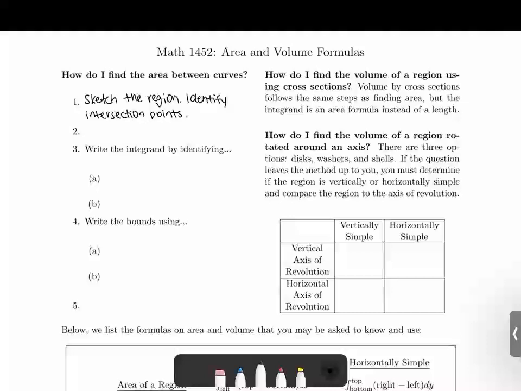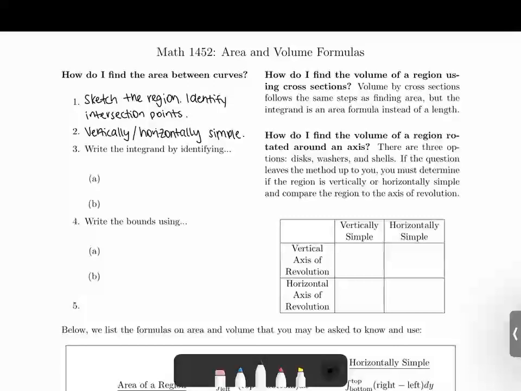And after we draw our scenario, we're going to determine horizontally or vertically simple. So we're going to determine if our region is vertically or horizontally simple. So if you are struggling with what horizontally and vertically simple mean, at the same place you found this worksheet, you should be able to find an activity on Desmos that explains the difference between horizontally and vertically simple. But our first step is to draw the picture and then determine that.